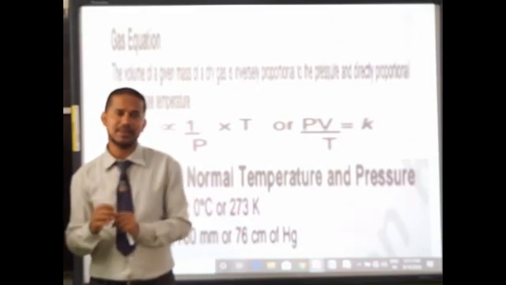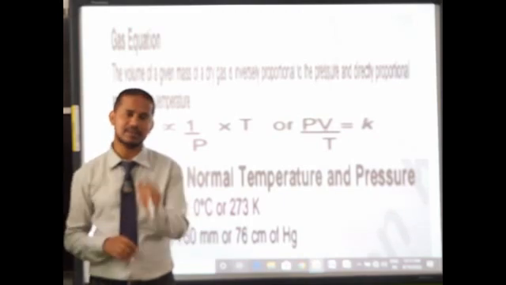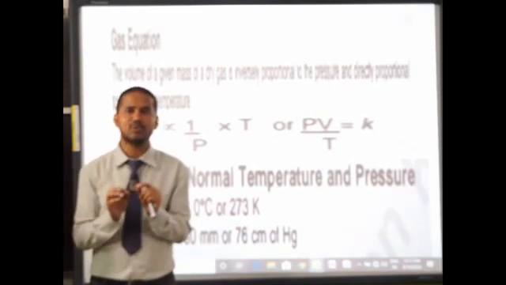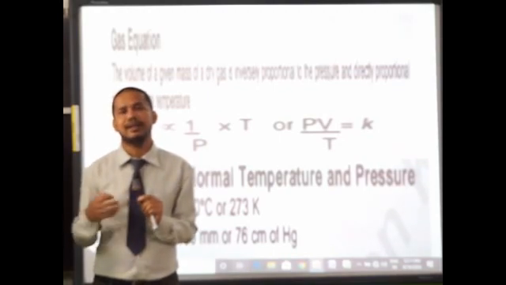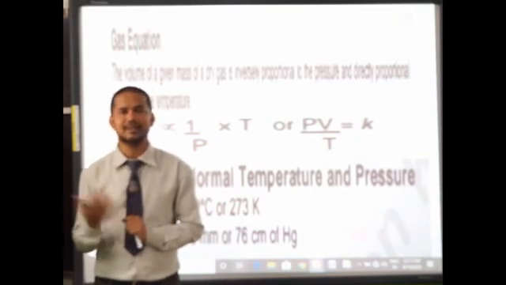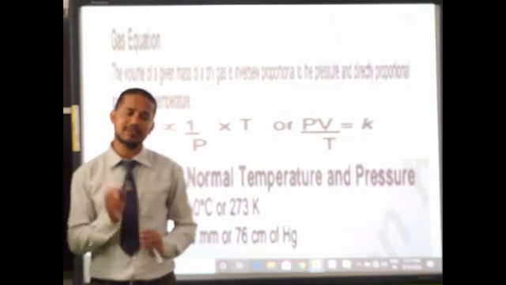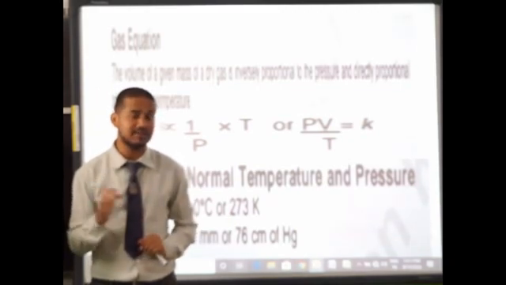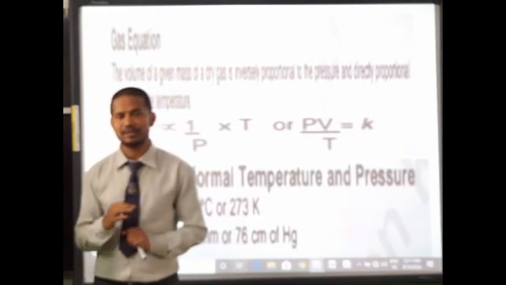So what is STP? Standard temperature and pressure. What is standard temperature? The temperature at which the reading on the Kelvin scale is 273 Kelvin is the standard temperature. And the pressure where the measure is 760 mm of Hg or 76 centimeter of mercury is termed as standard pressure.